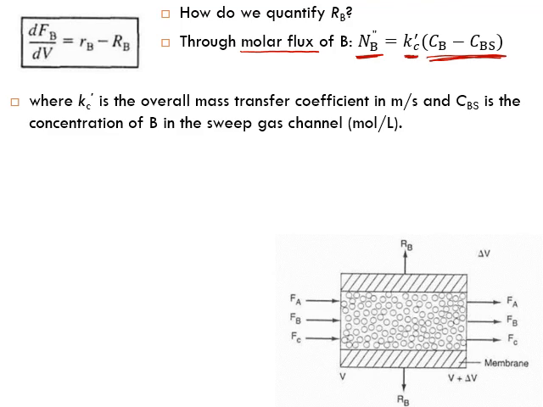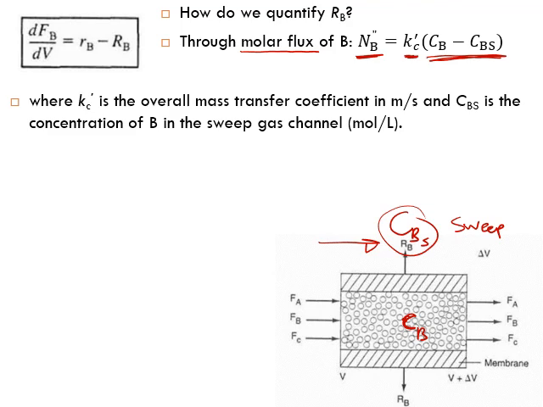Okay, and what's the driving force? Well, my driving force is the concentration of B here, minus the concentration of B in the sweep channel. S refers to the sweeping channel, because we are flowing gas here, for example steam or nitrogen, to sweep the hydrogen, the B, away. Why is this? Because I want to maintain the concentration of B very small, so that diffusion becomes very fast. Correct?